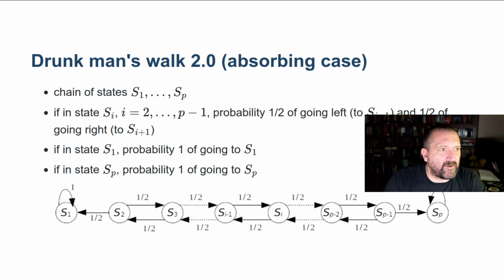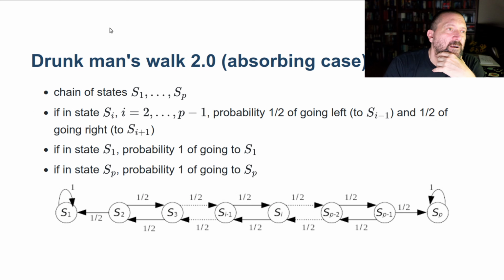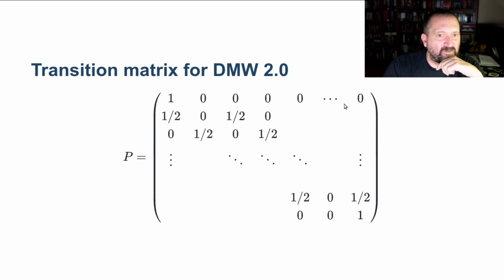So let's look at another random walk. This is the second case I was showing earlier. It's the same setup as before, except that I'm assuming that the endpoints S1 and SP are absorbing. The first row and last row, if you remember, in the first version of the random walk had a 1 here and a 1 here. Here, this is an absorbing Markov chain, so the 1 is on the main diagonal.